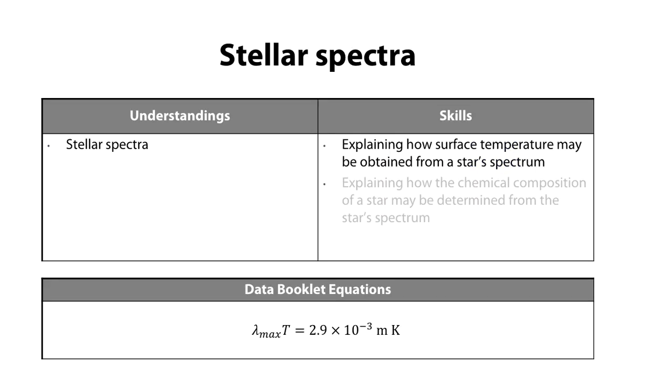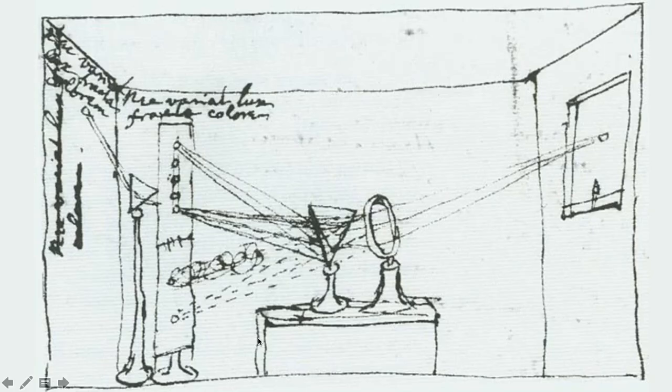And here are our learning objectives. We're just going to be understanding stellar spectra, and in this first part we're going to be explaining how surface temperature can be obtained from a star spectrum, and the data book equation of relevance is down there.